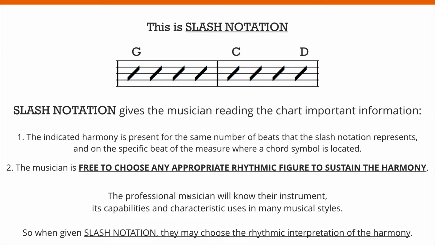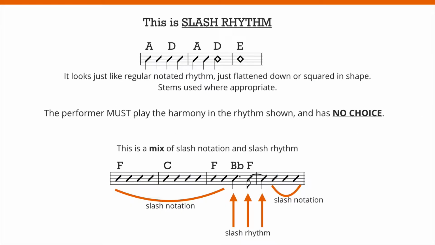Again, the professional musician will know their instrument. They'll know what's appropriate. As a producer, you may ask them to do something different, to choose a different way to play the harmony through the measure. But generally speaking, the musician will know their instrument. So, when given slash notation, they may choose the rhythmic interpretation of the harmony, unlike slash rhythm.